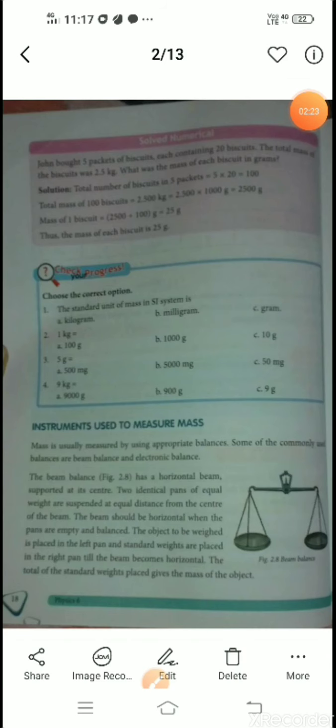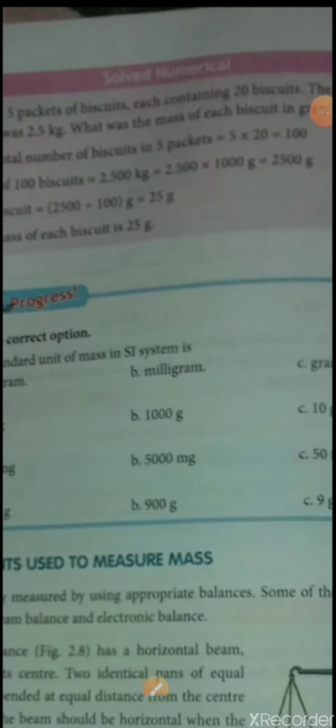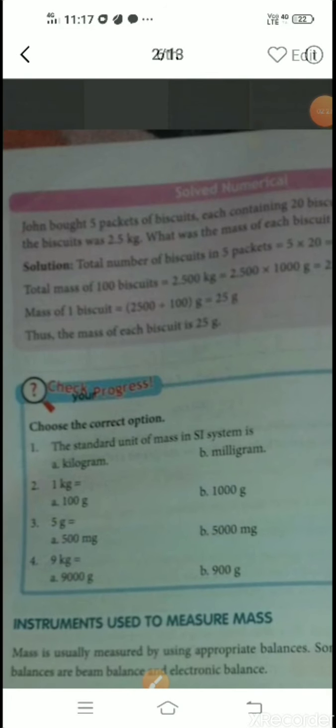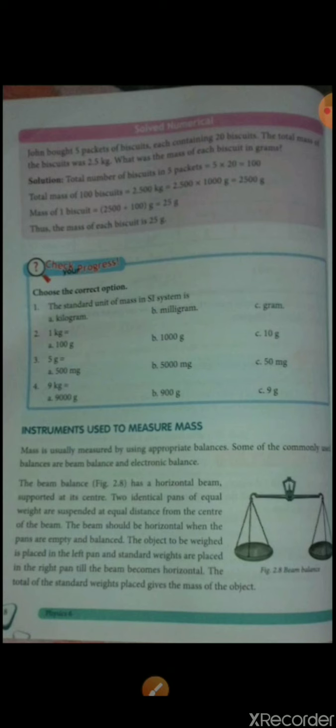The next one is a numerical on it. John bought 5 packets of biscuits, each containing 20 biscuits. The total mass of the biscuits was 2.5 kg. What was the mass of each biscuit in grams? Okay, so the total number of biscuits in 5 packets: in each packet you are going to have 20. Therefore in 5 packets you will have 5 into 20, that is 100.